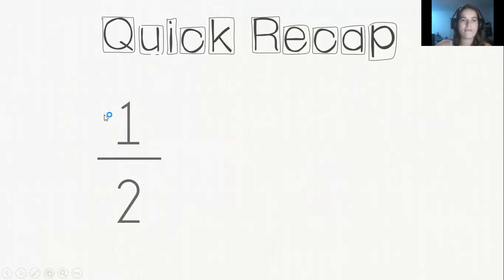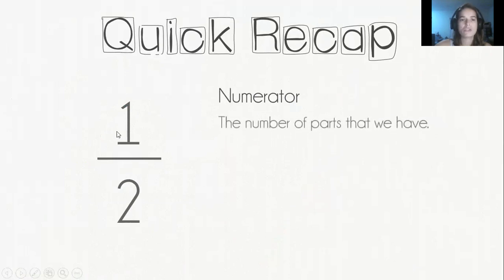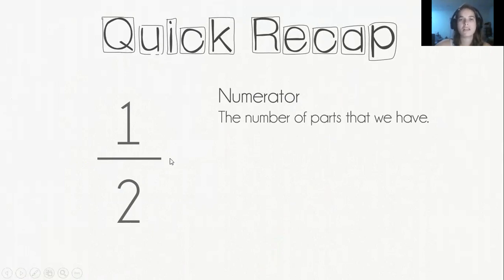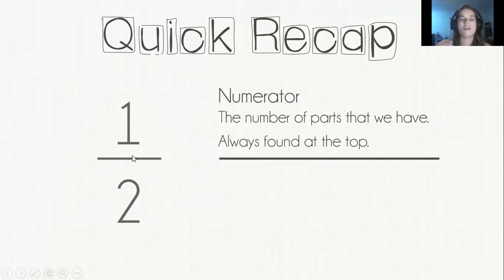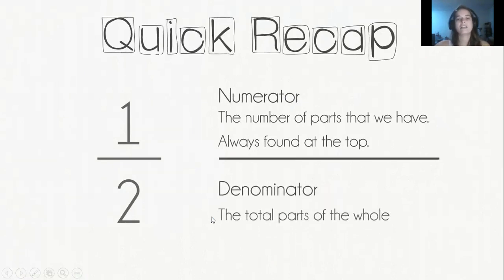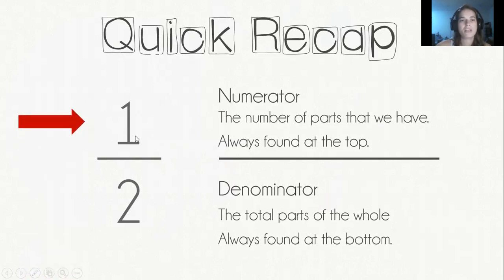When we are looking at a fraction, we talk about the numerator, which is the number on the top of the line, and this is the number of parts that we have of a fraction, and again always found at the top or above the line. Then we have the denominator, and this is the total part of the whole, so the whole fraction, and this is always found at the bottom, so underneath the line. So one more time, the top number is our numerator, the bottom number is our denominator.